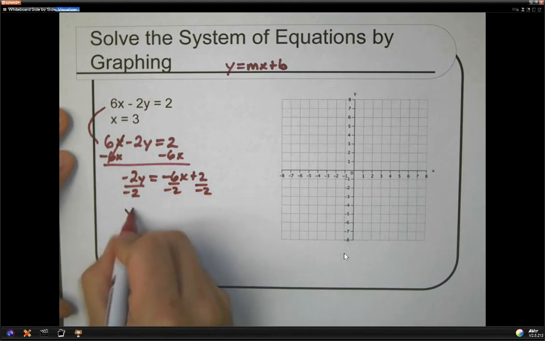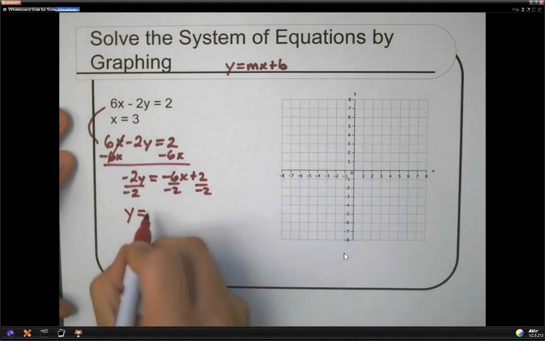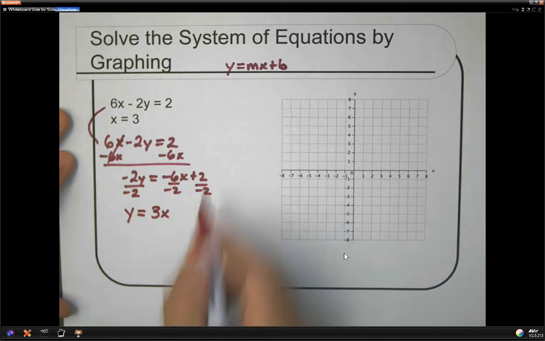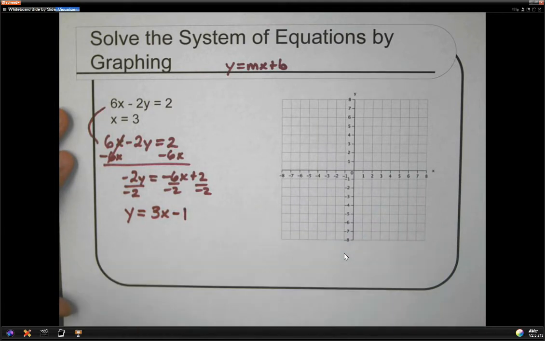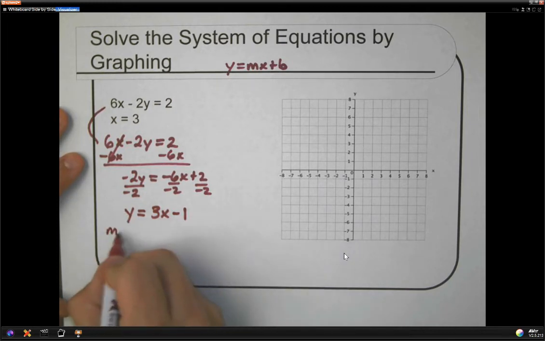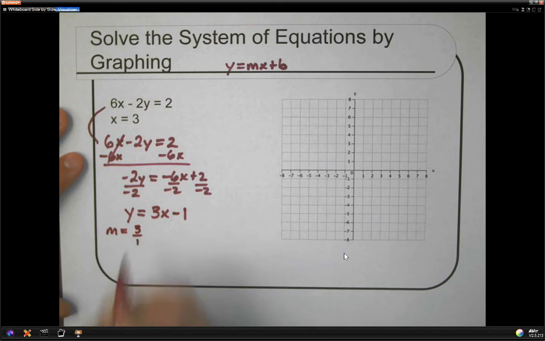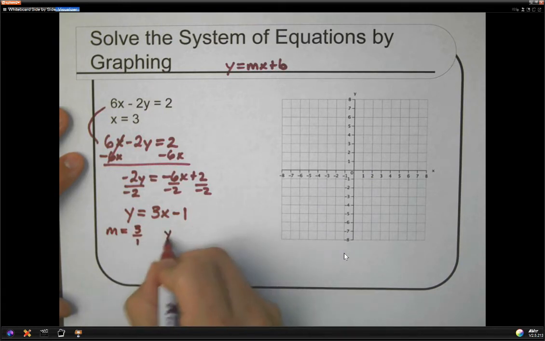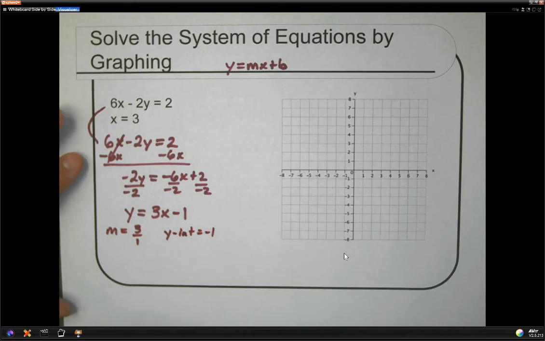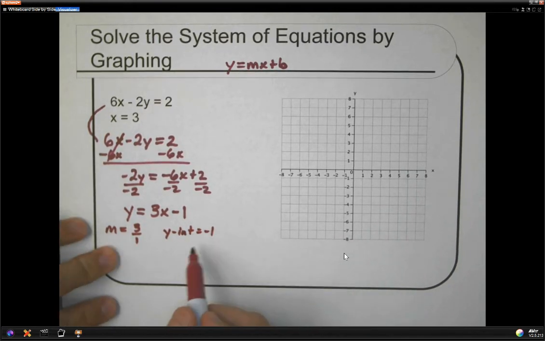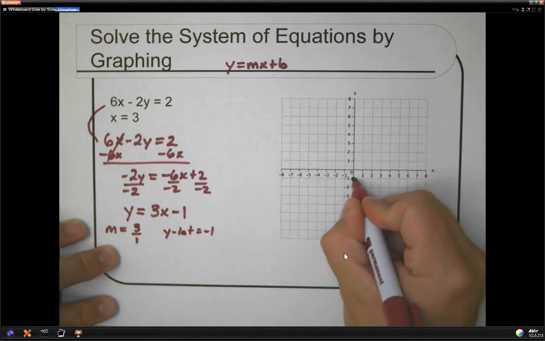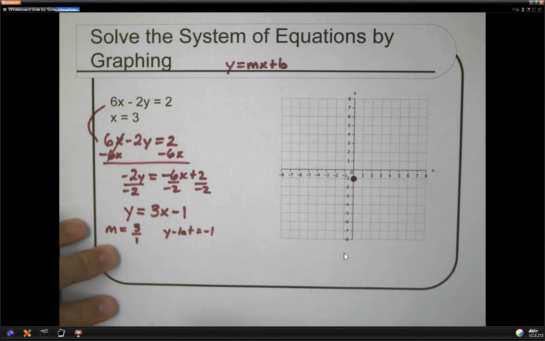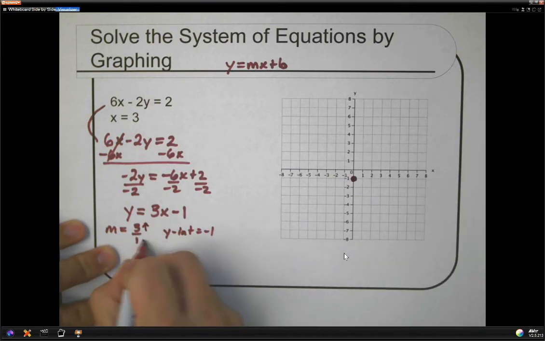In doing so, we get y is equal to, well, -6 divided by -2 is a positive 3x, and 2 divided by -2 is a -1. So now we finally have that first equation in slope-intercept form. We might as well start graphing it now. We have the slope, which is equal to 3, or 3 over 1, and the y-intercept is equal to -1. Whenever we have something in slope-intercept form, we start with the y-intercept, which is -1. So right on the y-axis, right at -1, that is my starting point. This is a positive slope, so that means up and to the right.